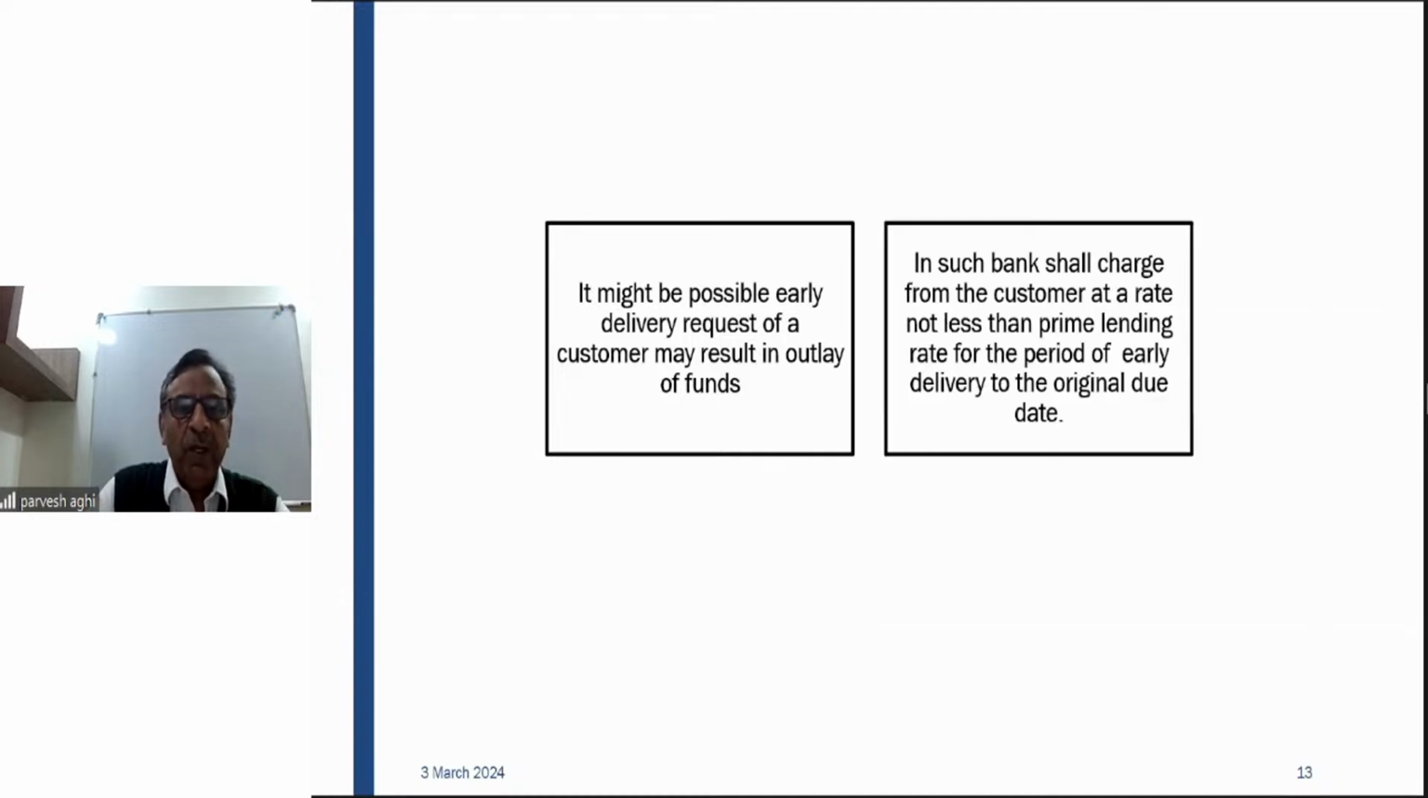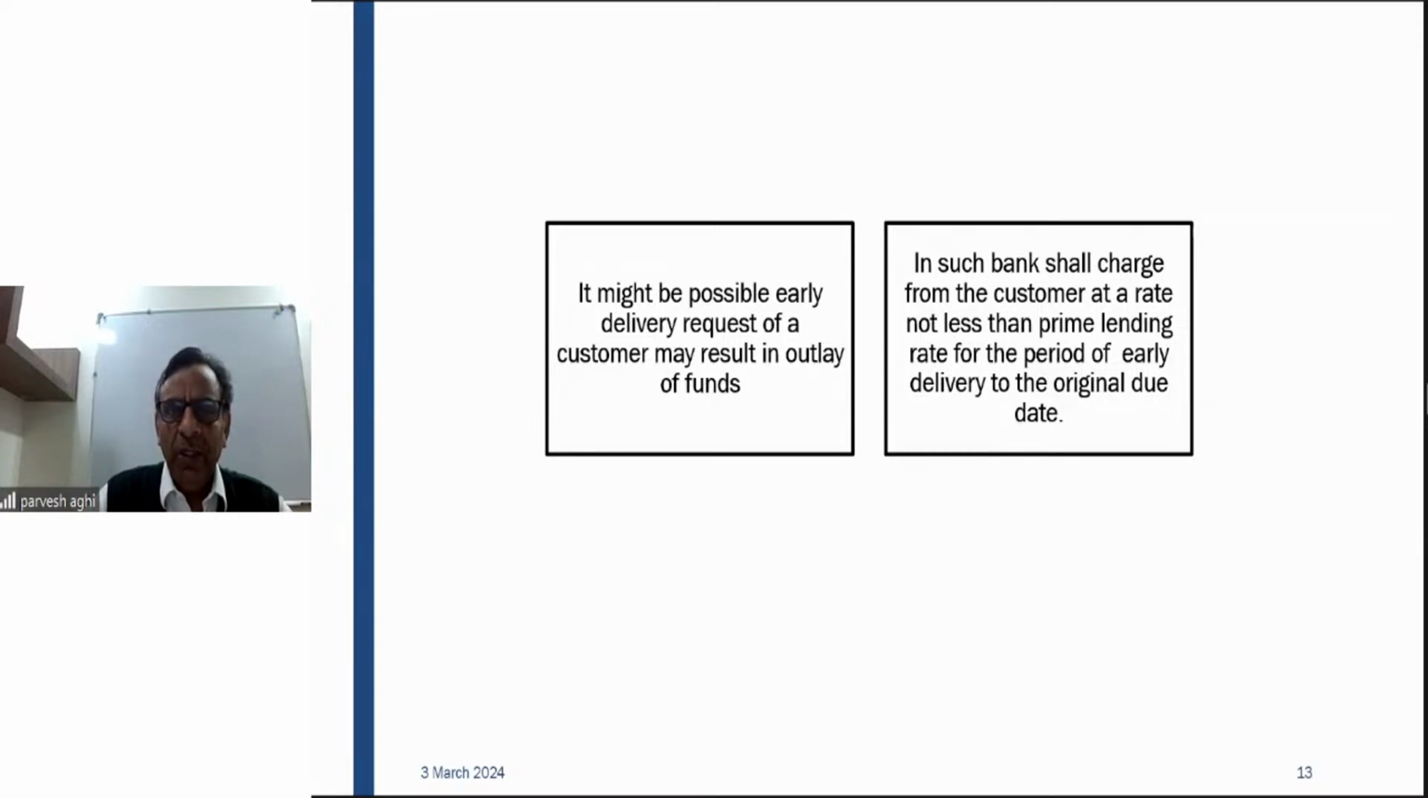So the bank may have to spend money earlier. Earlier, it was at the time when your contract was maturing, but now the outlay happens earlier than what was thought of. In such a case, the bank shall charge the customer at a rate not less than the prime lending rate for the period from early delivery to the original due date.